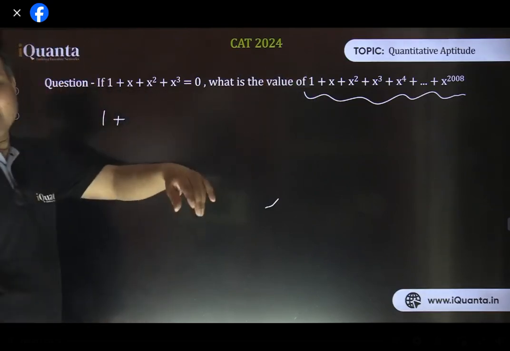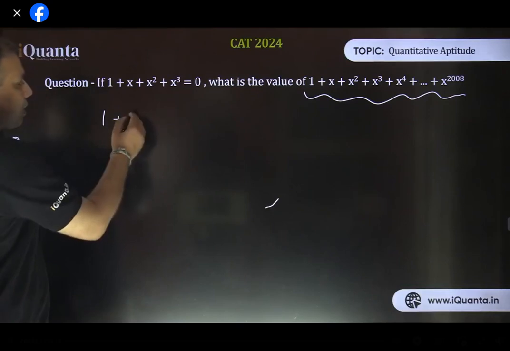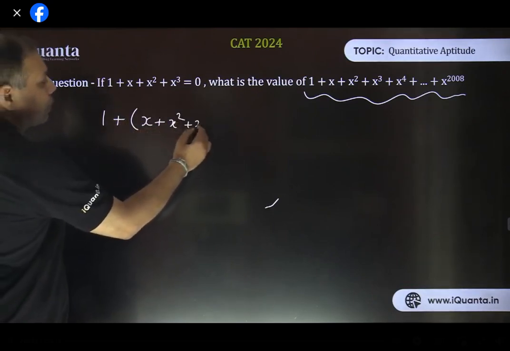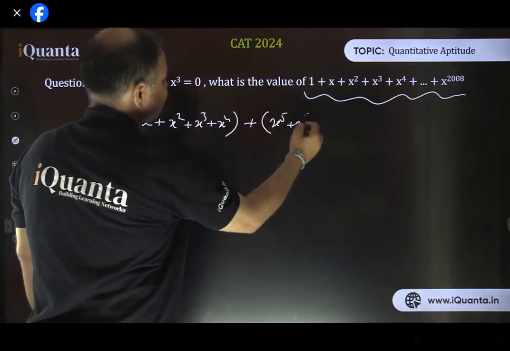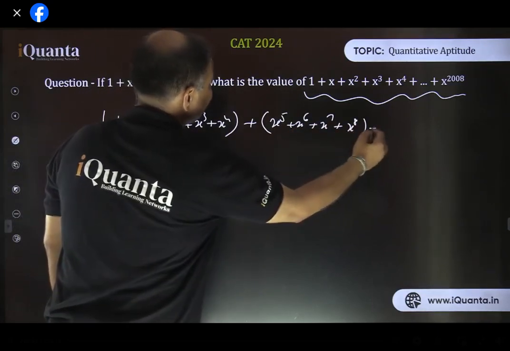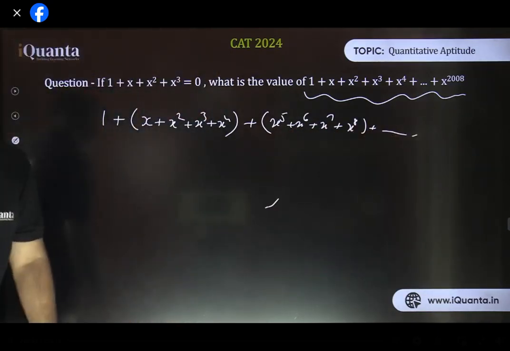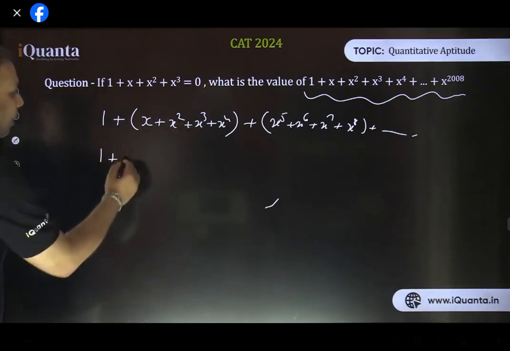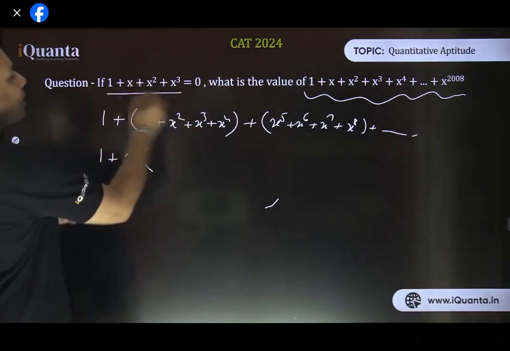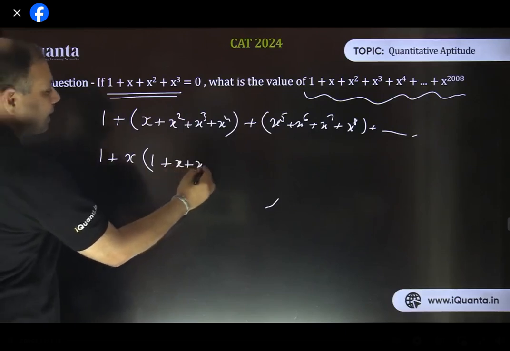And the remaining 2008 terms, if I make groups of 4 terms each, the first group of 4 terms is x square, x cube, x power 4. Same way, the next group would be x power 5, x power 6, 7, and 8. And so on. That's how we can make groups of 4 terms. If I take x common from here, yes, exactly, Nashatra, that's perfectly fine. If I take x common from this, I'm left with the same expression which was equal to 0: 1 plus x square plus x cube.